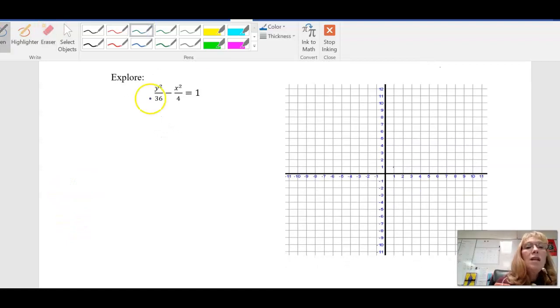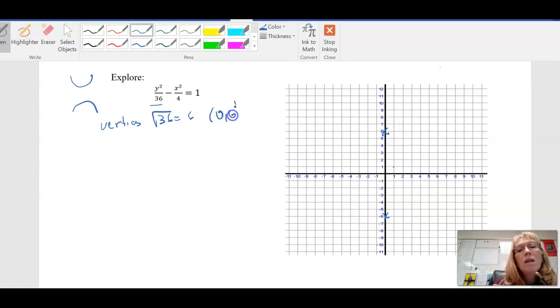Okay, first thing you should have done is said, hey, this is y squared, so this guy opens up and down on the y. So now you're looking for your vertices. I've got 36, so the square root of 36 is 6, so I'm going to go up and down 6 on the y. So I'm going to go up 6 and down 6. So my vertices are (0, 6) and (0, -6).